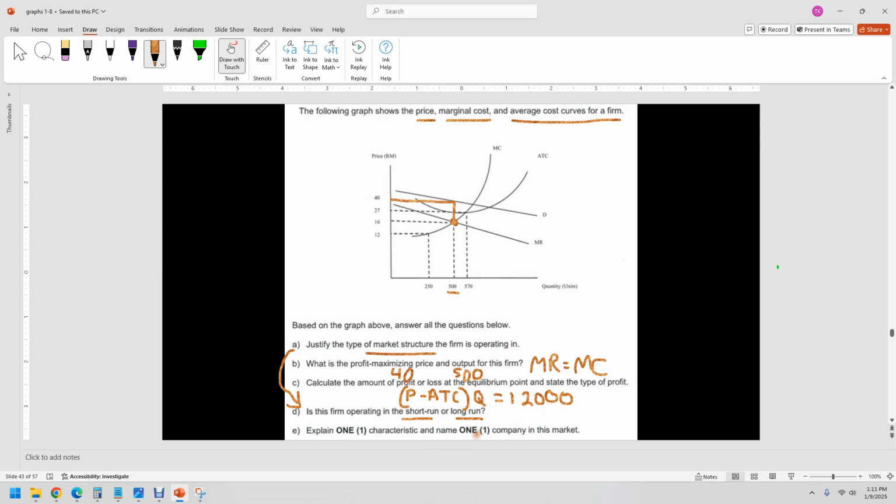And one characteristic and one name of a company in this market. Well, if it's a monopoly, you could say maybe a diamond company that was the only jeweler in a town, something like that. You could say an eyeglass manufacturer, if they're the only producer in that market. So it has to do with the barriers to entry. If you're picking monopoly, it needs to be something with high barriers to entry, maybe a pharmaceutical company with a patent on a drug, although that would likely have a flatter marginal cost curve.